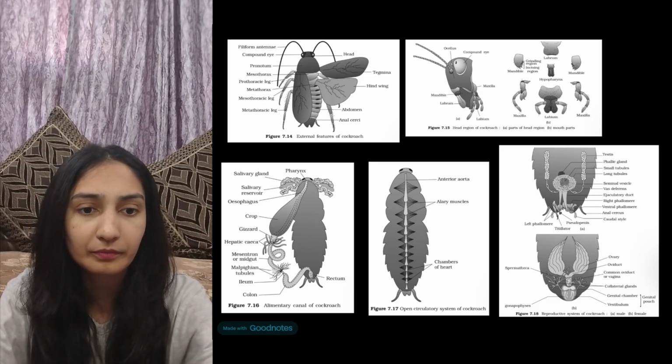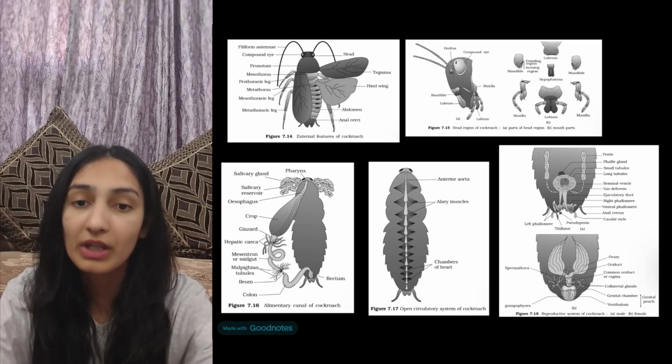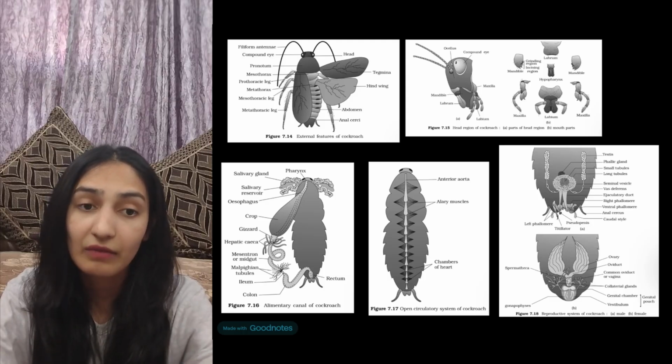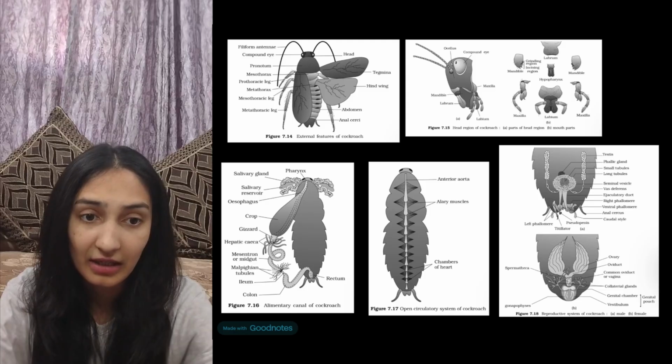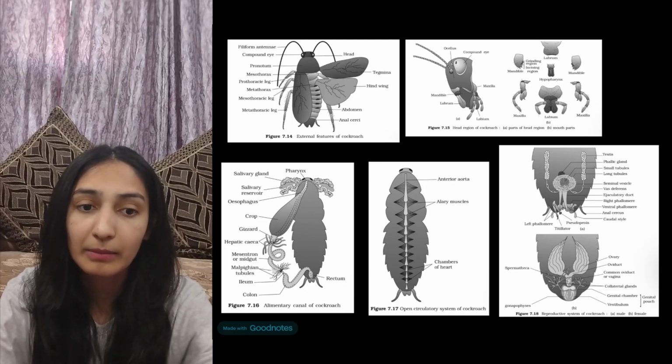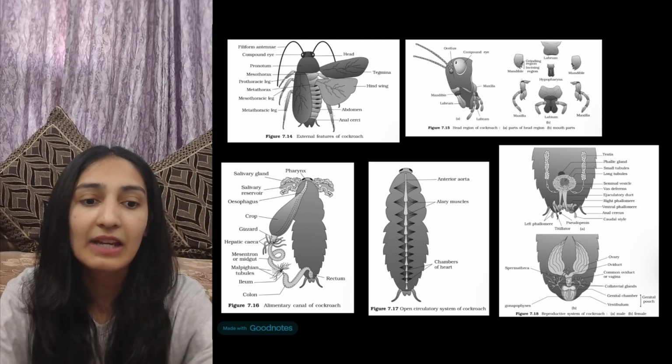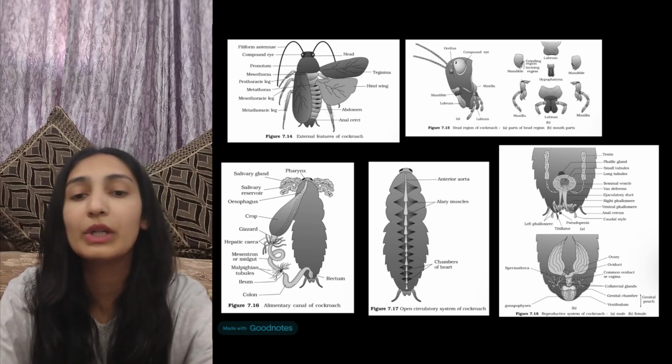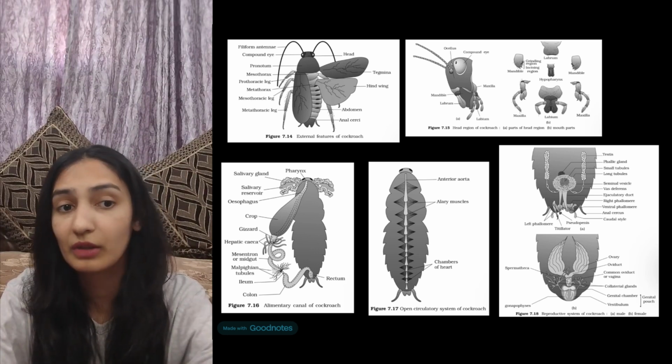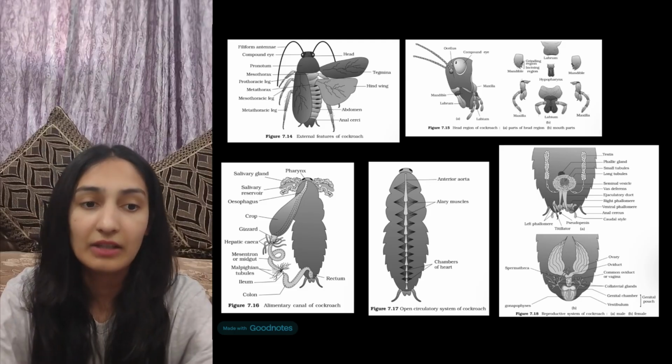Moving on, look at figure 7.16 which is the alimentary canal of cockroach. Starting off with the pharynx, then salivary gland, then salivary reservoir, oesophagus, crop, gizzard, hepatic ceca, mesenteron or midgut, malpighian tubules, ileum, colon and rectum. Next, 7.17 depicts the open circulatory system of cockroach. Starting off, first of all we have anterior aorta, then alary muscles and then we have the chambers of heart.